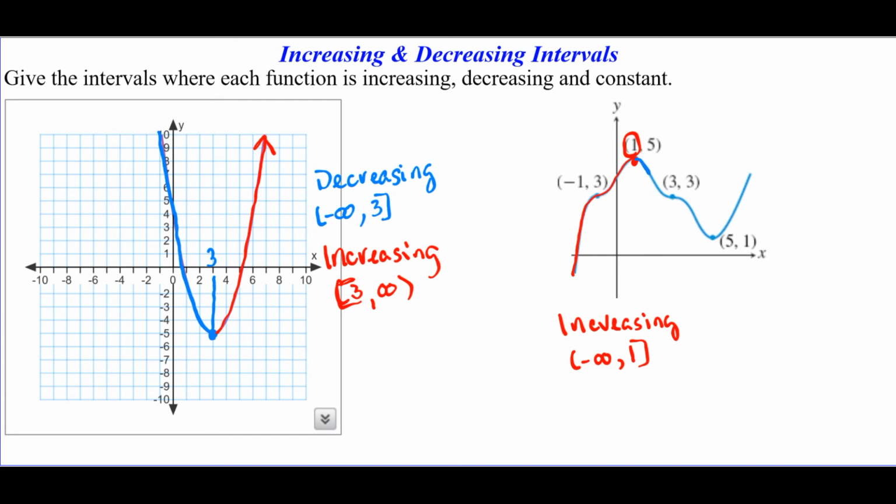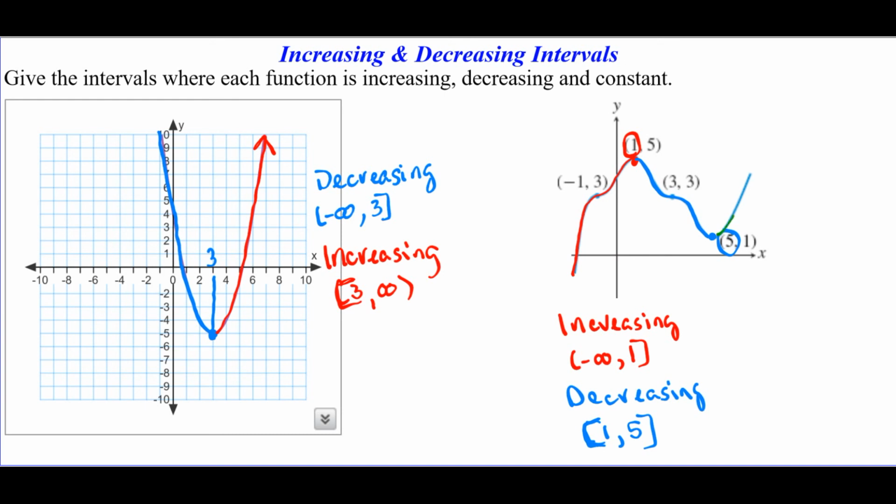After that, I'm decreasing. Again, they kind of threw this 3 point in there to throw us off. We're going to keep decreasing until we get down to here. And this is where my concern is, the x coordinate. So we're decreasing from 1 over to 5, square brackets on both of those.